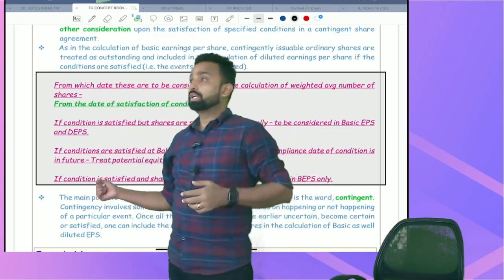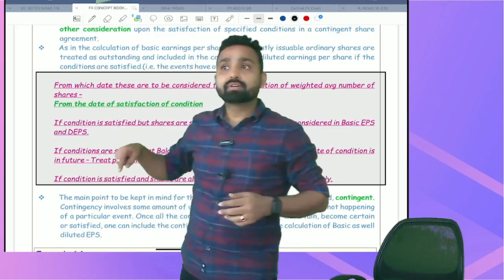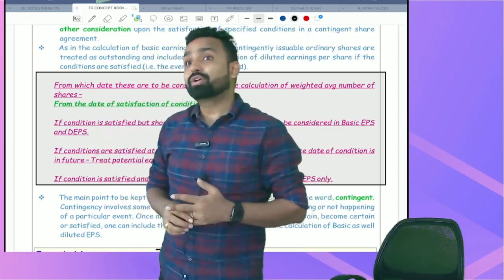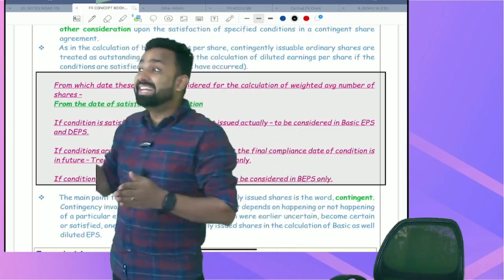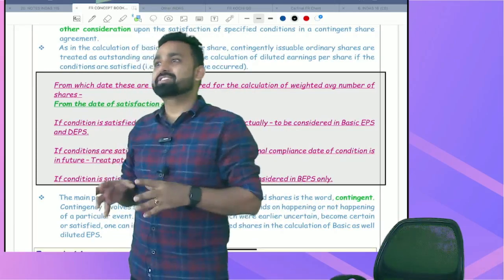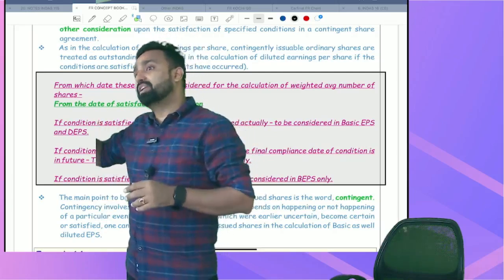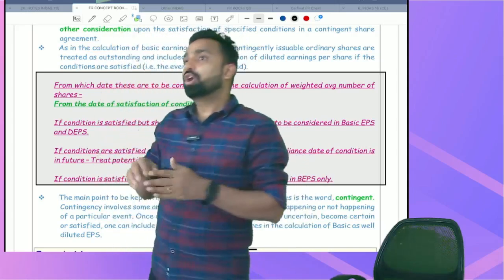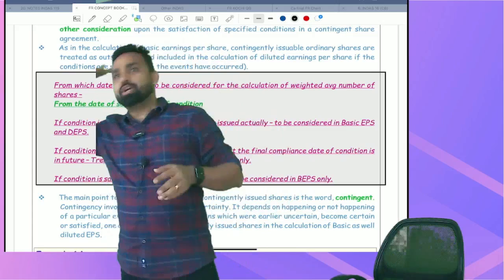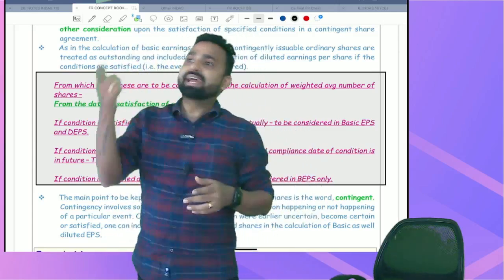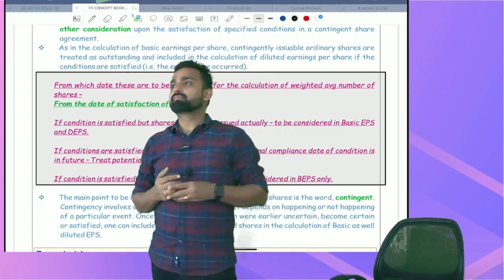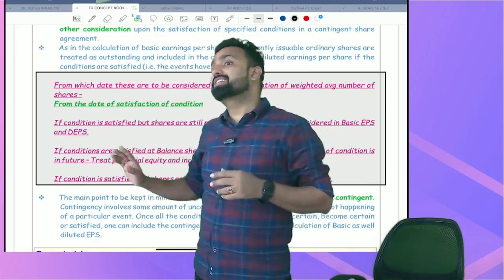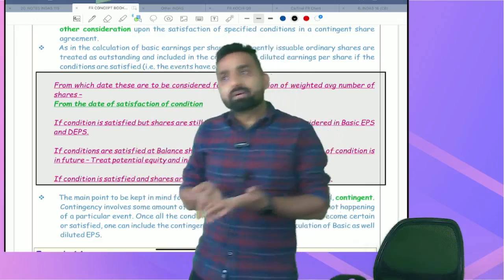Next year, in the month of March, at the balance sheet date, the market price has already crossed 600. So there are high chances that this market price will stay at 600 or more. So at the balance sheet date, the share price has already increased beyond 600. But what was my condition? By July end, it should be at least 600. But it is already 600 by the March ending.